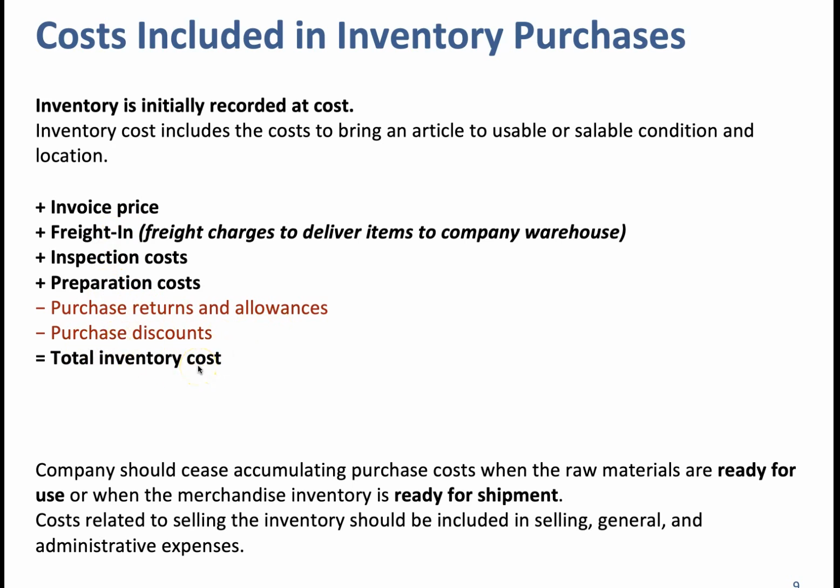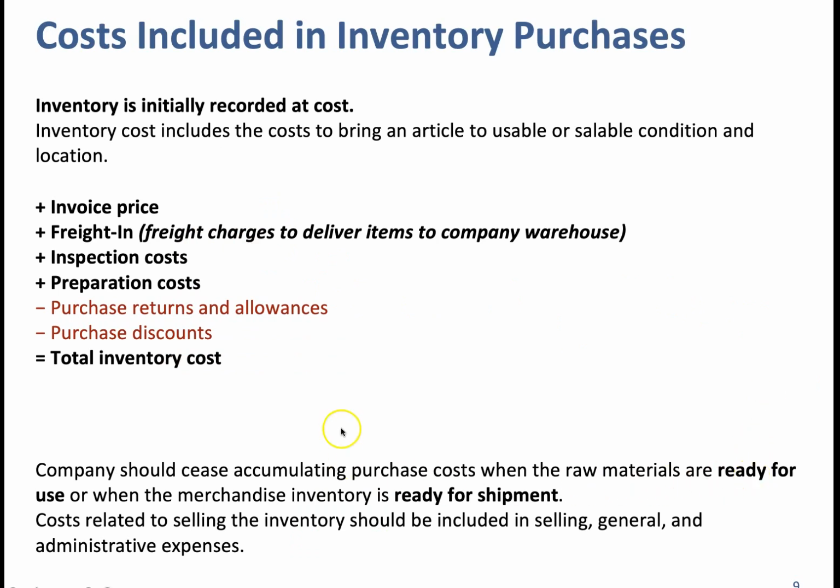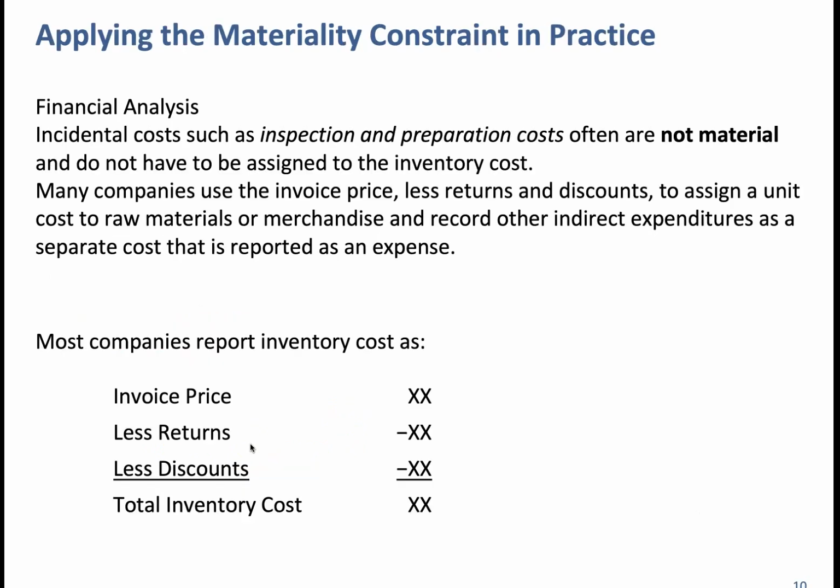Companies should not accumulate purchasing costs beyond when the raw materials are ready for use or when the merchandising inventory is ready for shipment. It means that the inventory cost should be accumulated only up to the point that your inventory or your raw material is ready to be used. You can't keep adding costs to your inventory infinitely, okay? And so that is the cost for the inventory.